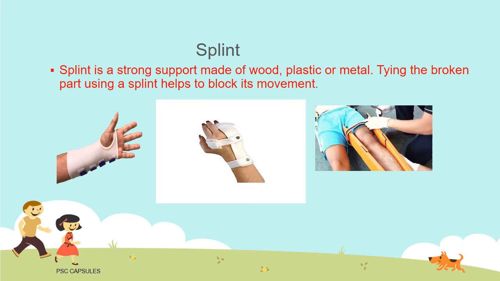Tying a splint will be helpful to prevent dislocation. A splint is a strong support made of wood, plastic or metal. You can see it in the picture. Tying the broken part using a splint helps to block its movement.